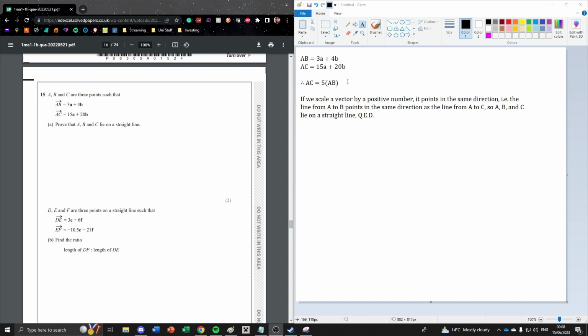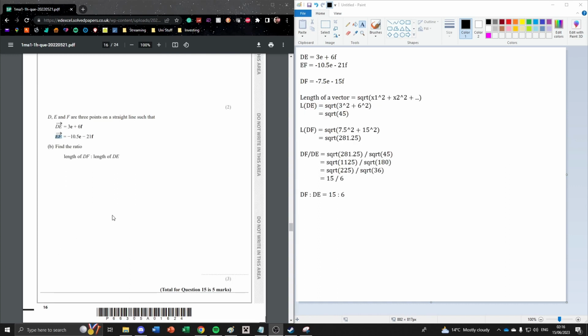And this is an important identity to remember regarding vectors, that if we scale a vector by a positive number, so in this case AC equals 5 times AB, then the vector points in the same direction. And so we can say from this that the line from A to B points in the exact same direction as the line from A to C, and of course both lines originate at the same point. So we can imagine that the line from A to B is actually just a subset of the straight line from A to C, and therefore A, B, and C lie on a straight line. And again, this QED is just to say we have proven what we set out to prove.